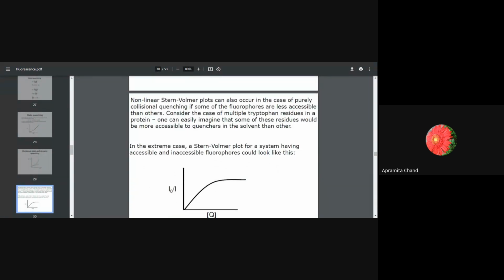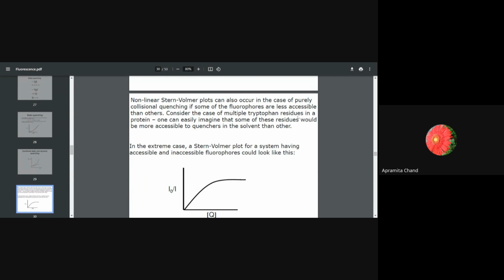Now, why can non-linear Stern-Volmer plots happen? Because some of the fluorophores are less accessible than others. Suppose you have a folded protein with multiple tryptophan residues. Some of the residues will be more accessible and some less accessible to the quenchers in the solvent. So the environment itself can differentiate between the fluorophores which are less accessible and those which are more accessible.